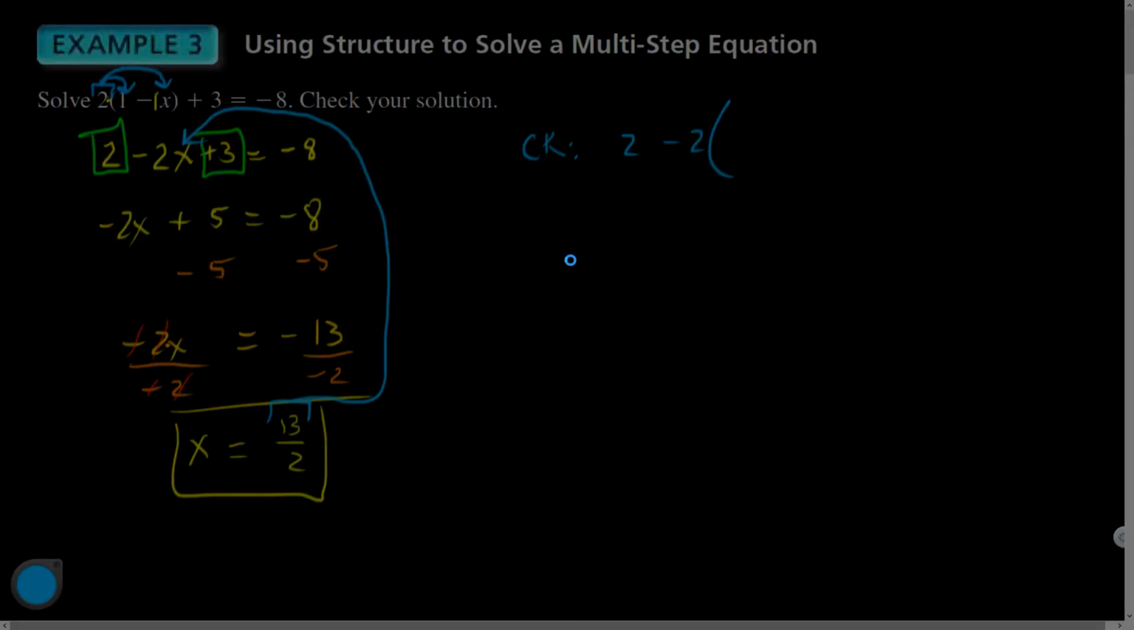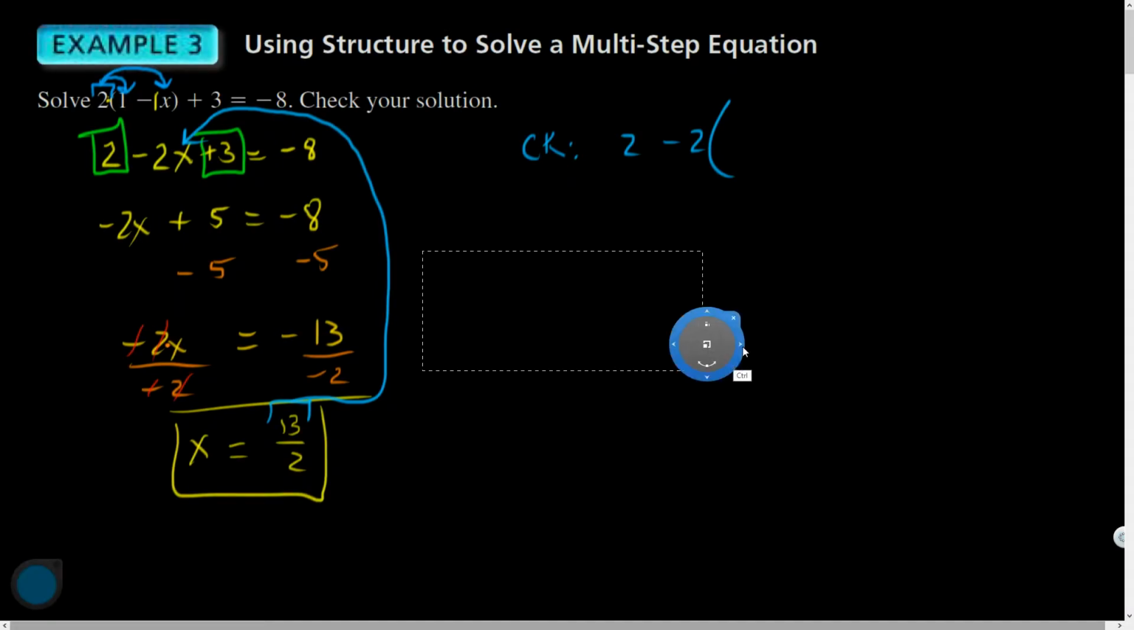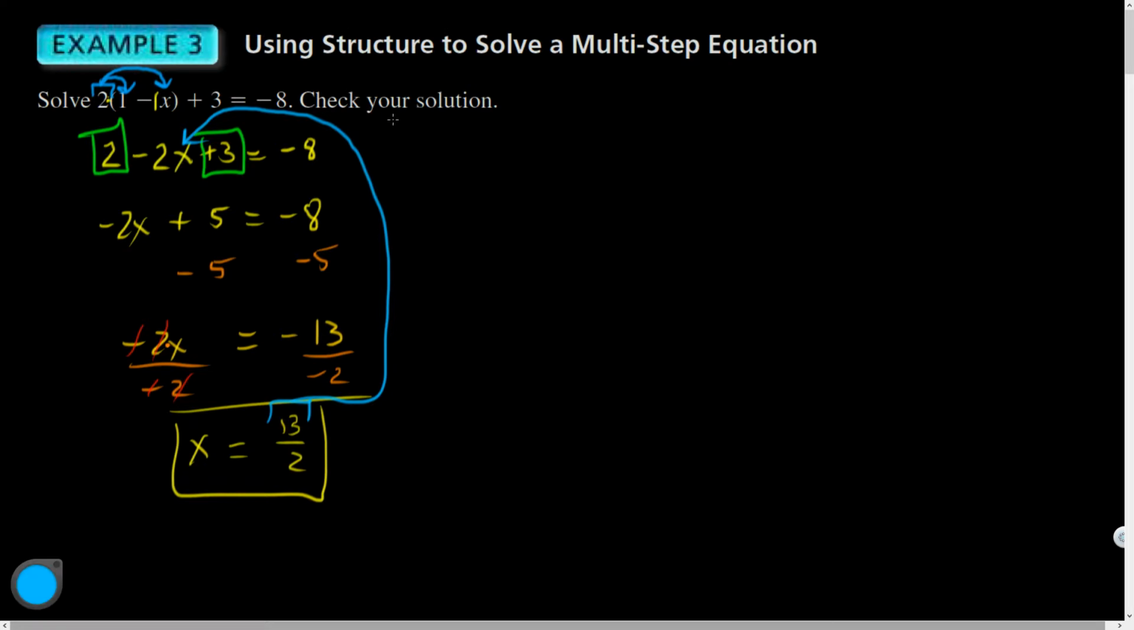Oh dear, my apologies. Although it's actually much easier if I was plugging it in there. My apologies, friends. 2 times (1 minus 13 halves) plus 3 equals -8. How many think that's going to be true? I have no idea. I hope it's true. I believe the algebra worked out, if I didn't make any mistakes. But as you've seen, I've already made some.